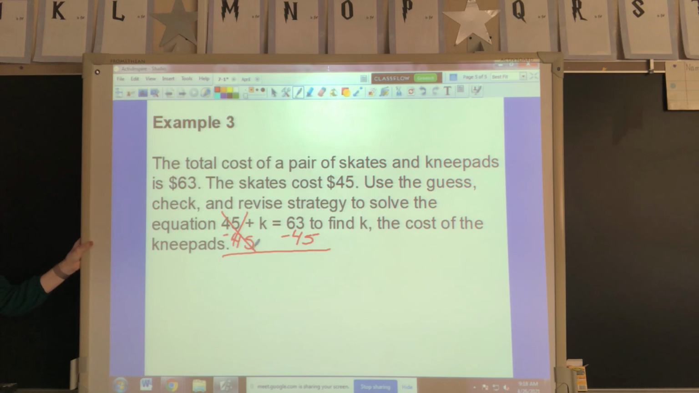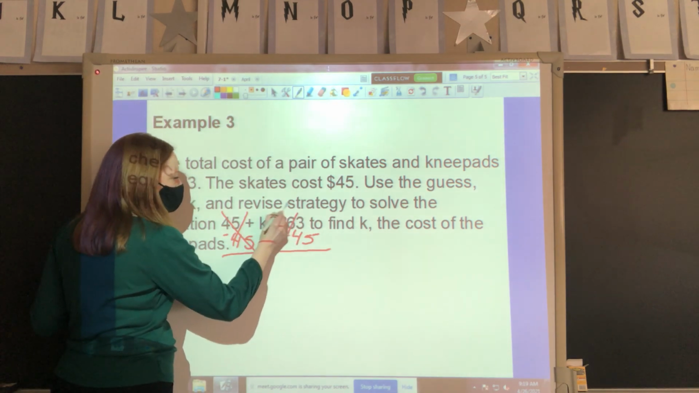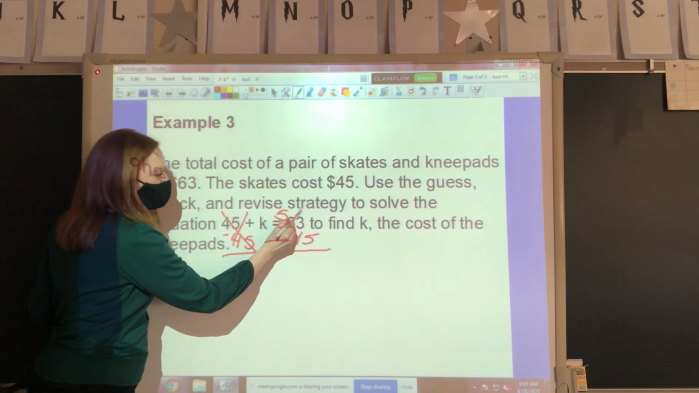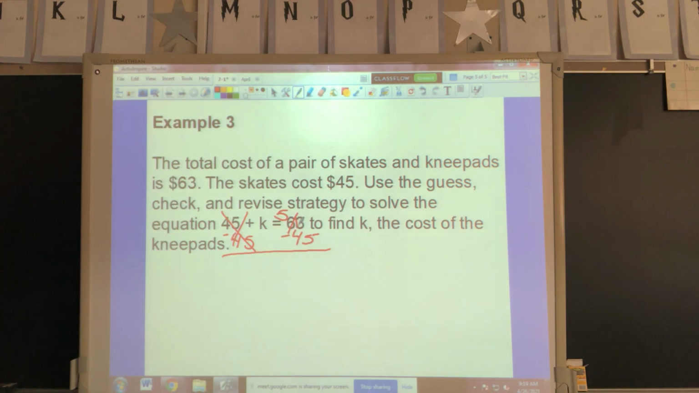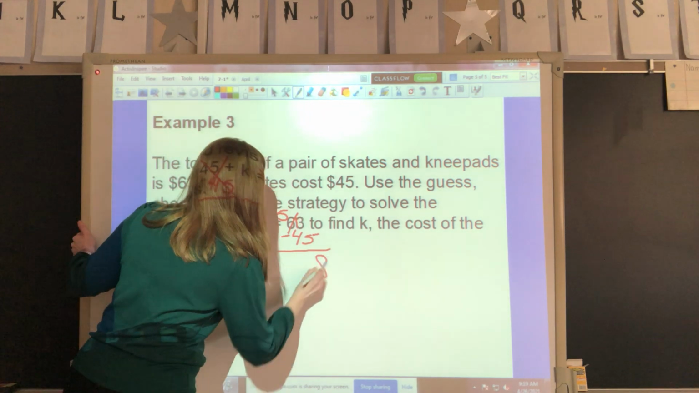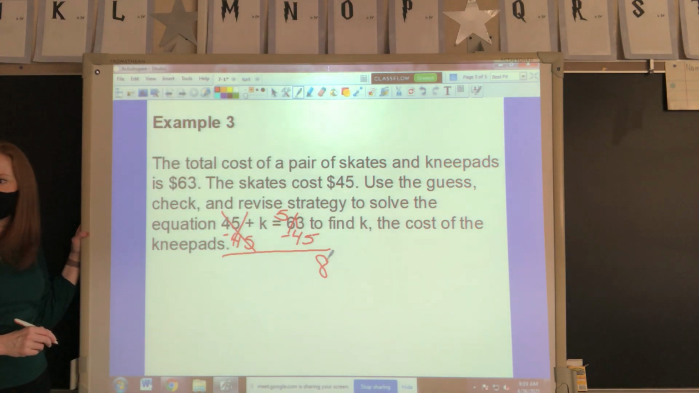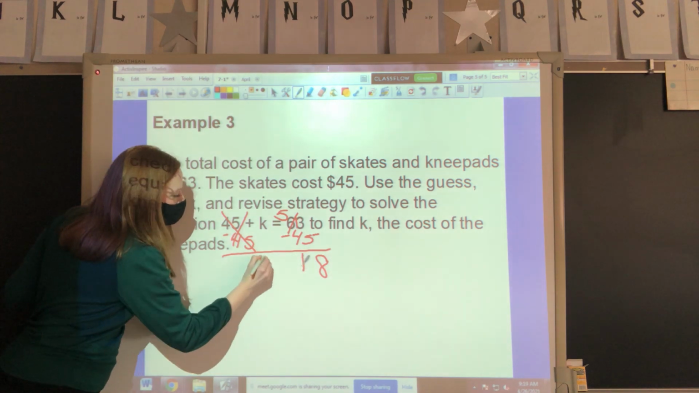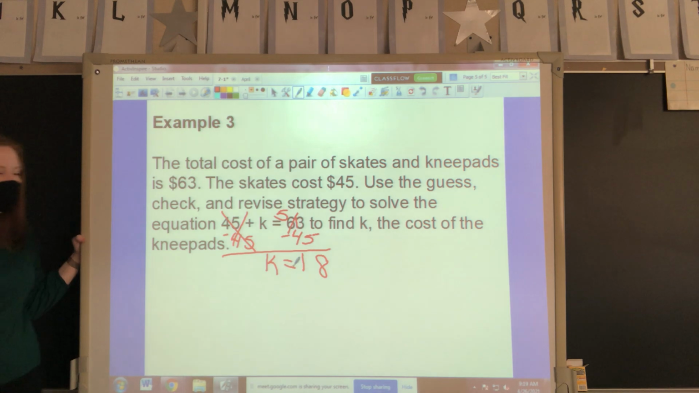So what's 3 minus 5? Maddie? 2. Can we do 3 minus 5? No, we should be borrowing from the 6, turns into a 5, and make the 3 a 13. So now it's 13 minus 5. 8. And 5 minus 4? 1. So K equals 18.